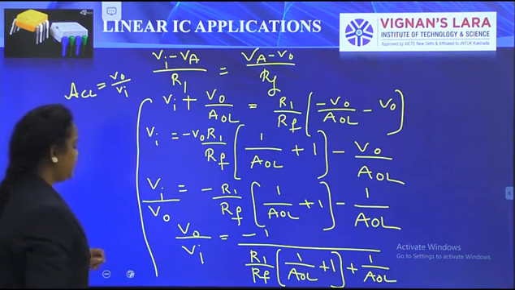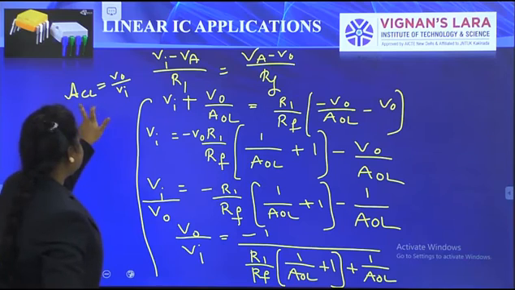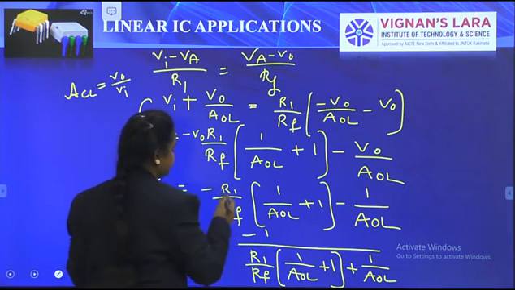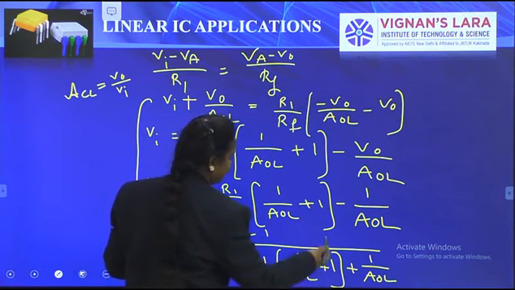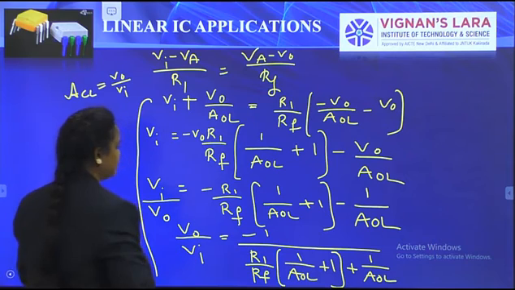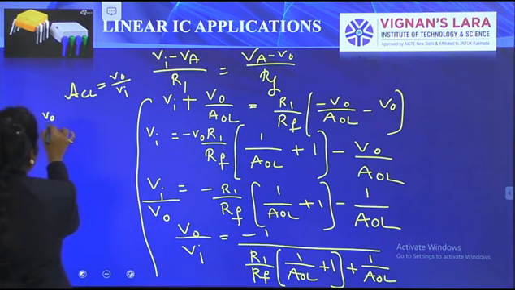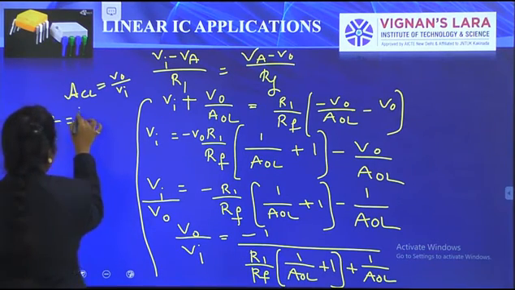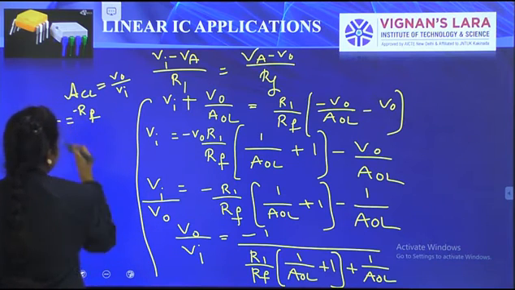From this formula, I can move the numerator and denominator. The closed-loop gain ACL is equal to the output voltage by the input voltage, so the minus term is here: minus 1 by R1 by RF of 1 by AOL plus 1 plus 1 by AOL. Then I can get V0 by VA is equal to minus RF.